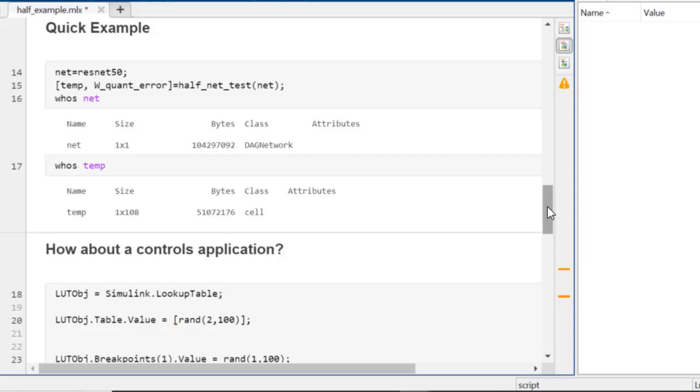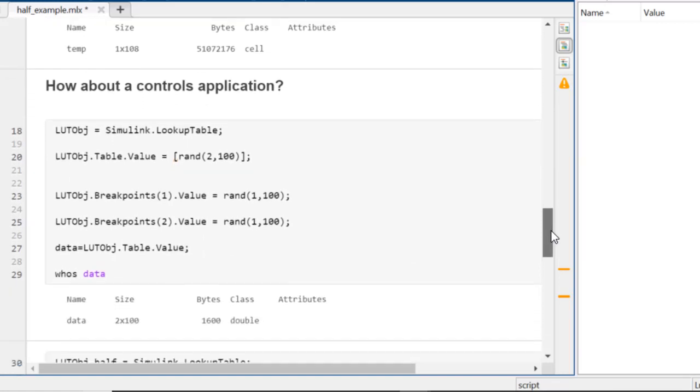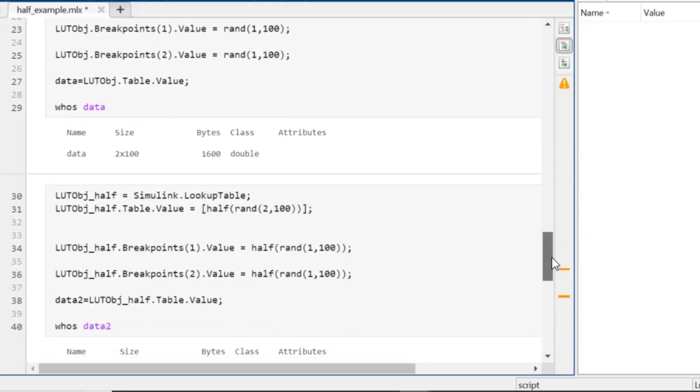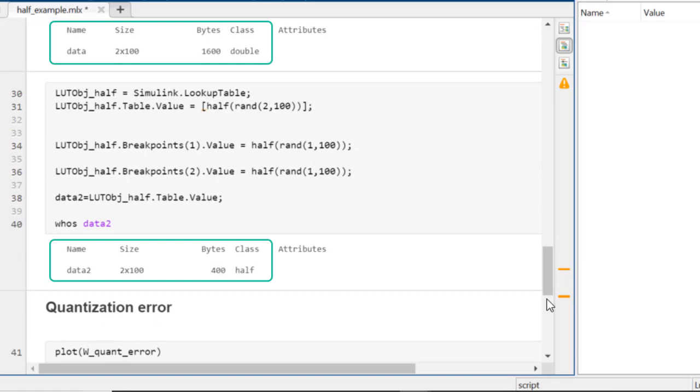We're also seeing traditional applications, such as powertrain control systems, do the same, where you may have data in the form of lookup tables, as shown in the simple illustration here. By using half as storage type, you're able to reduce the memory footprint of this 2D lookup table by 4x.